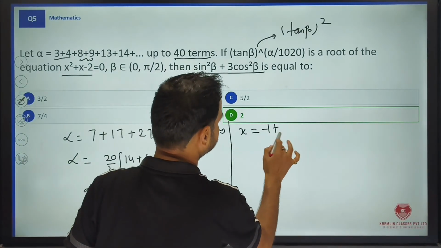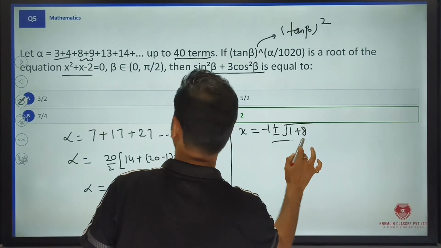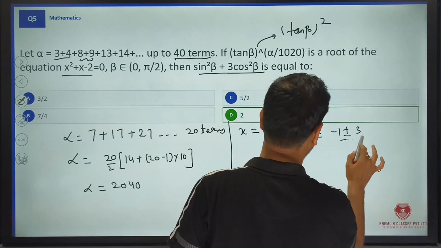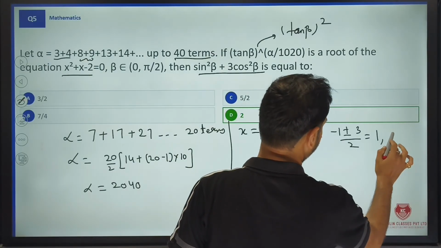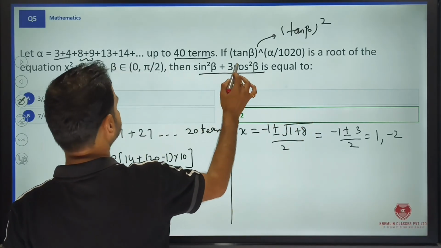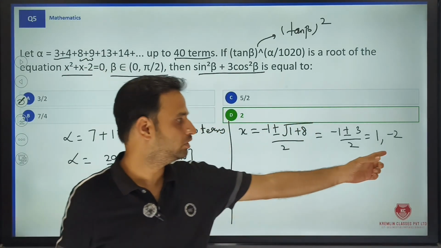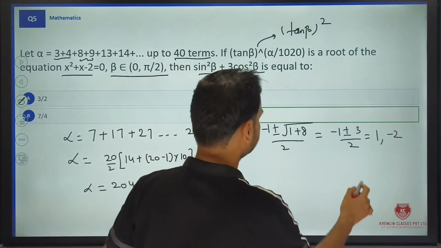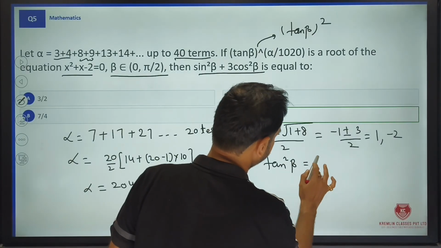Minus 1 plus minus under root b square minus 4ac upon 2. That will come out to be minus 1 plus minus 3 by 2. So 3 minus 1 to 1 and minus 2. Since beta is given in between 0 and pi by 2, so we will have to reject minus 2 because it is negative. In the first quadrant, 10 beta is positive. So 10 square beta equals to 1.